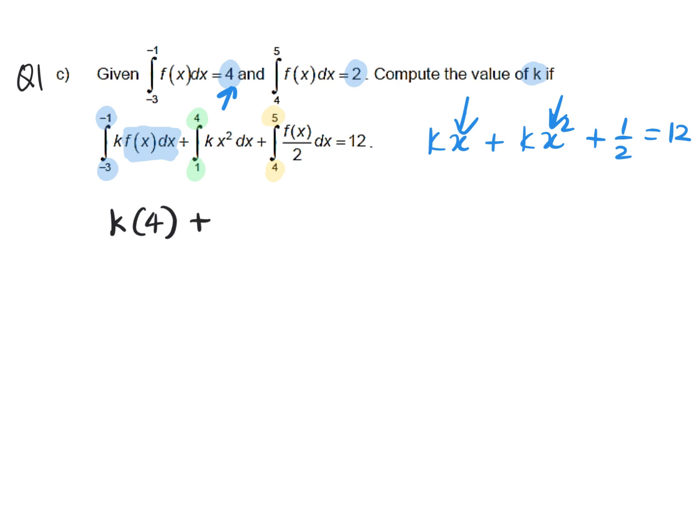For the second integral, 1 to 4. Is there 1 to 4 above? No, there is no information on 1 to 4. So now check the question. It is k x squared. So k is the constant, the unknown that you want to find, and the x squared is what you need to integrate. So you can rewrite it with k in front, integration from 1 to 4 of x squared dx. Just leave k first, and later we multiply.